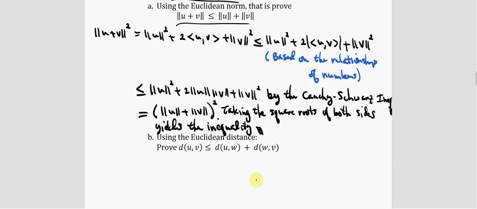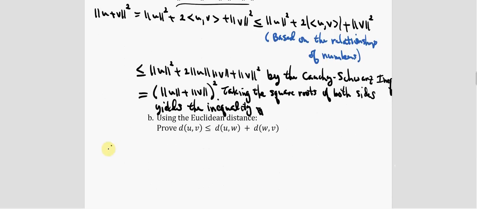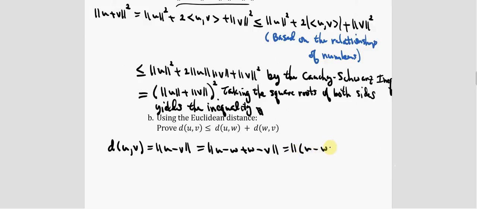What about proving the triangle inequality for distances? So we start with what's given, the distance between u and v. That's the same thing as the norm of u minus v. This is with some arbitrary vector w that we add, and then we subtract its translation as well. So we get the norm of u minus w plus w minus v. This is just using the associative property, associate this u with the w, plus associate this w with the v.